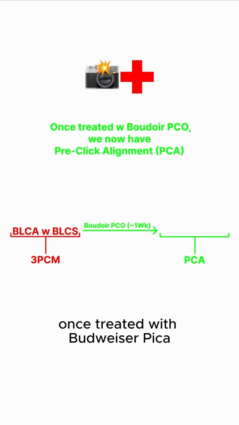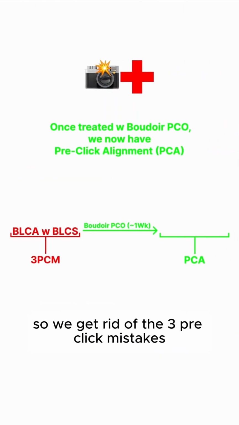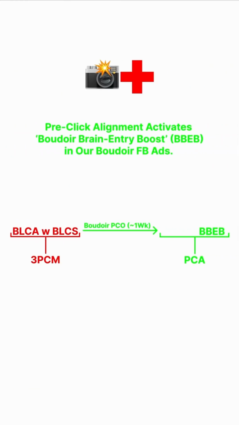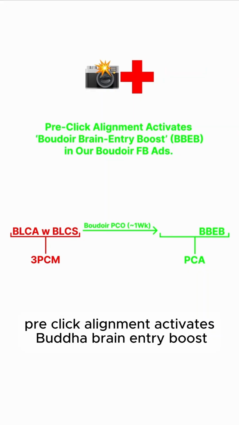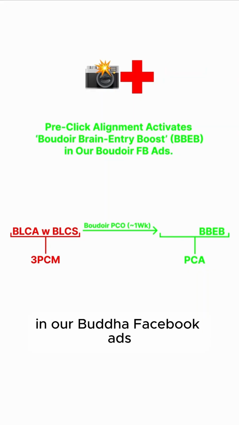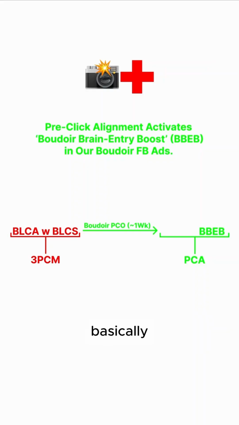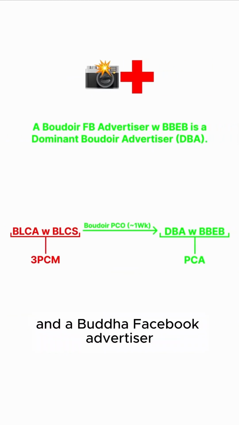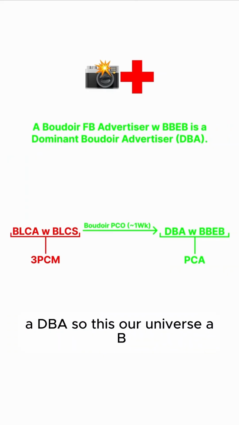Now, once treated with Boudoir Pico, we have pre-click alignment. So we get rid of the 3 pre-click mistakes. We achieve pre-click alignment. Pre-click alignment activates Boudoir brain entry boost in our Boudoir Facebook ads. Basically, we finally got our unique CTR all above 6%, and a Boudoir Facebook advertiser with Boudoir brain entry boost is a dominant Boudoir advertiser, a DBA.